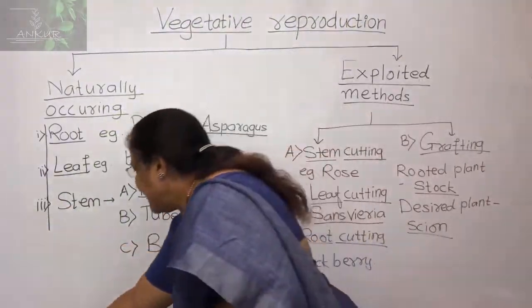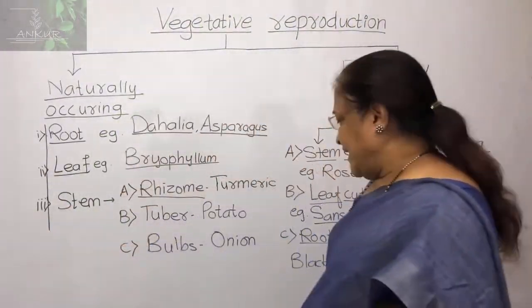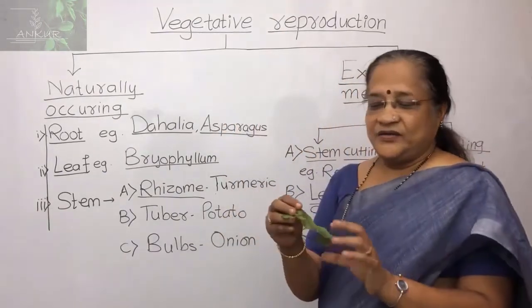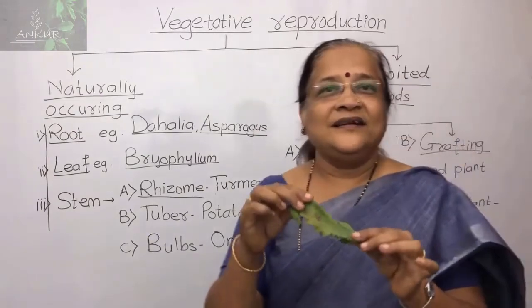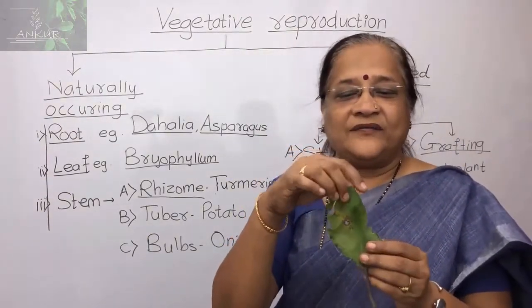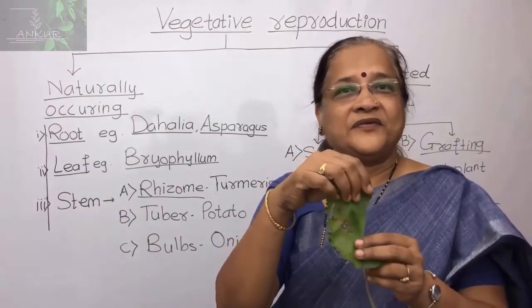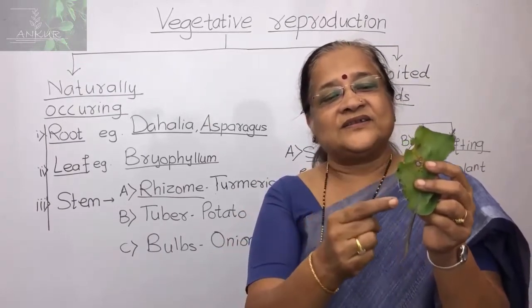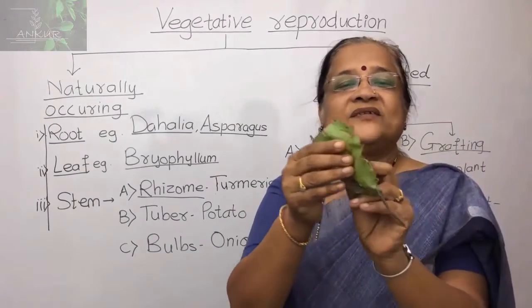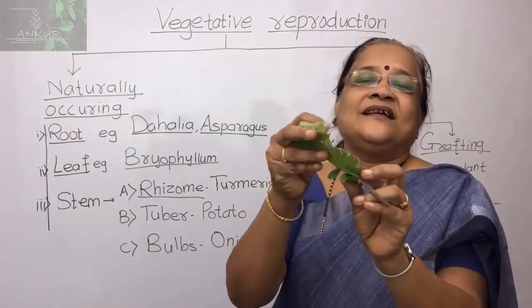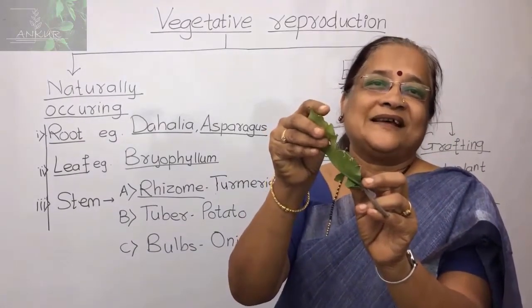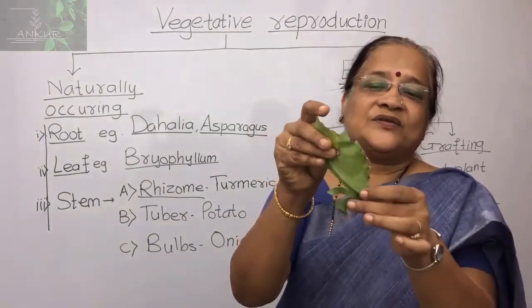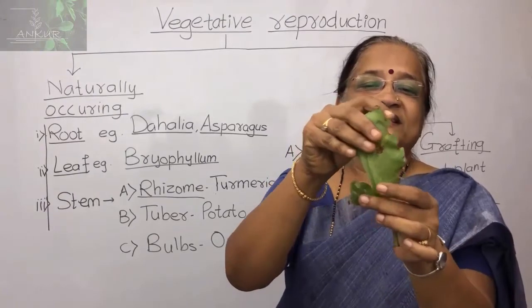The next one is the leaf, and the best example of a leaf from which you get a plant is the bryophyllum, which we generally call panfuti. In this panfuti you can see notches on the leaf, and from these notches very small plantlets are arising. So from each plant you get so many plantlets, or very small plants.